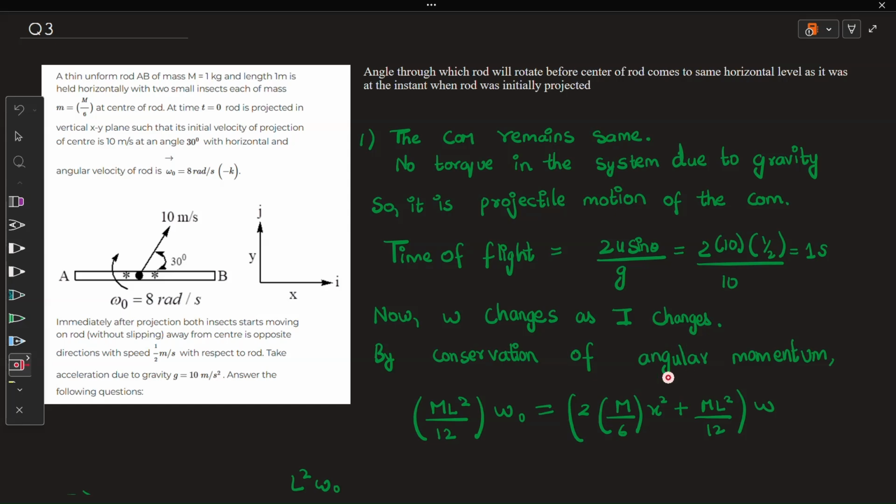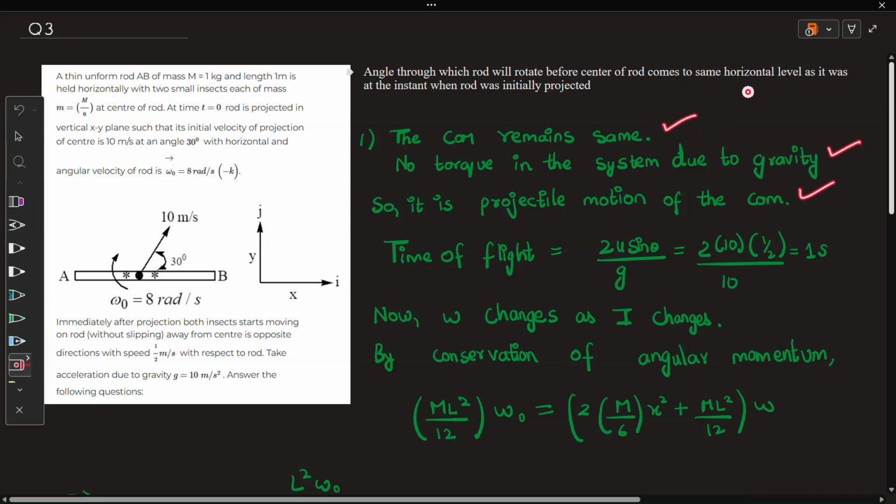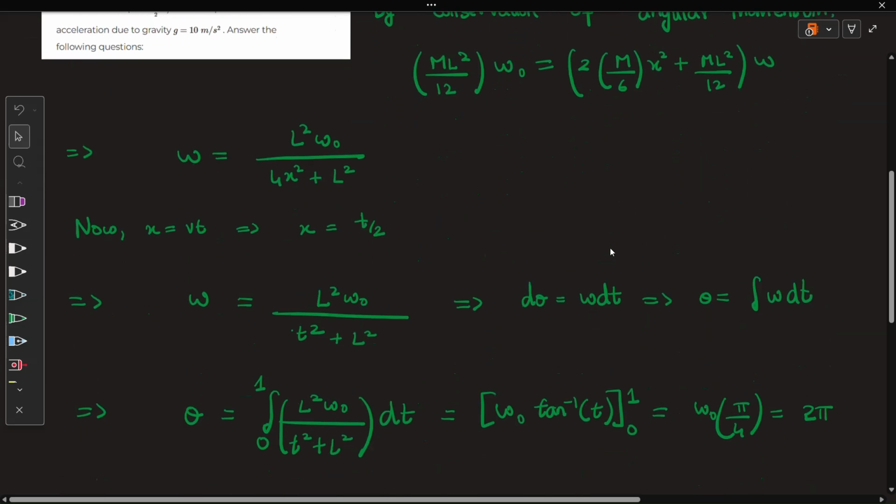The only concept you have to remember is that we can apply the conservation of angular momentum, because there is no external torque in this system and the center of mass remains the same. These simple check boxes, if you tick these boxes, the question becomes simple and you completely solve it using simple concepts: conservation of angular momentum, and simple projectile motion. That's it. These two concepts are the only things we used to solve this question.